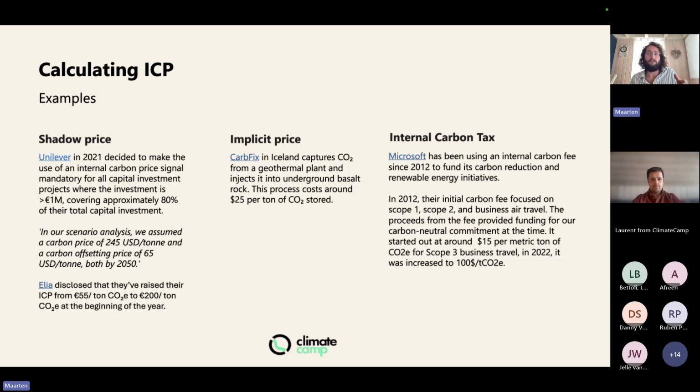When it started out, it was $15 per metric ton of CO2 equivalent. And now in 2022, they increased it to $100 per ton of CO2 equivalent. They have an actual tax, so they direct funds within the organization, whereas Unilever has a shadow pricing, which they just use to direct decisions around investments without actually charging prices within the organization.